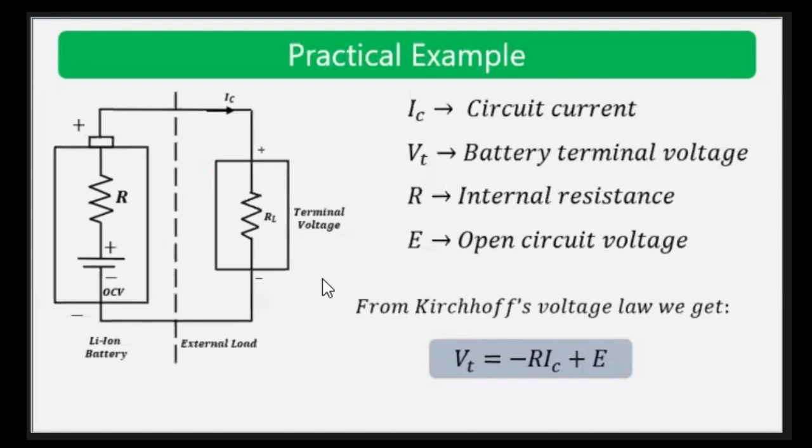So now from the current load, we know VT is going to be equal to E minus R into IC. So this is the battery terminal voltage. VT is going to be this one, where E is the rated voltage, actually. E minus I into R. Right? The voltage across this one should be E minus I into R. So that's what I have added over here, right?